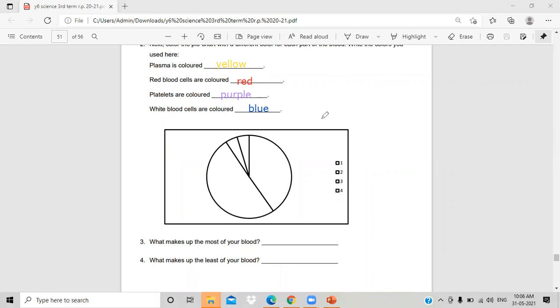The plasma is 0.05, so it's going to be the smallest part. What? The plasma, not the platelets. Yes, plasma. Plasma is 55%. So it's going to be the biggest of them all, so it's going to be this whole half. Yes, the whole half. Please color it yellow, please, because this way people will not get confused.